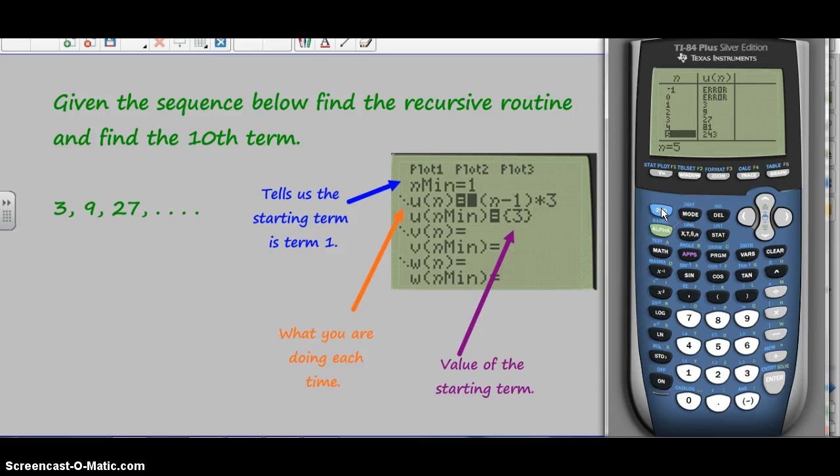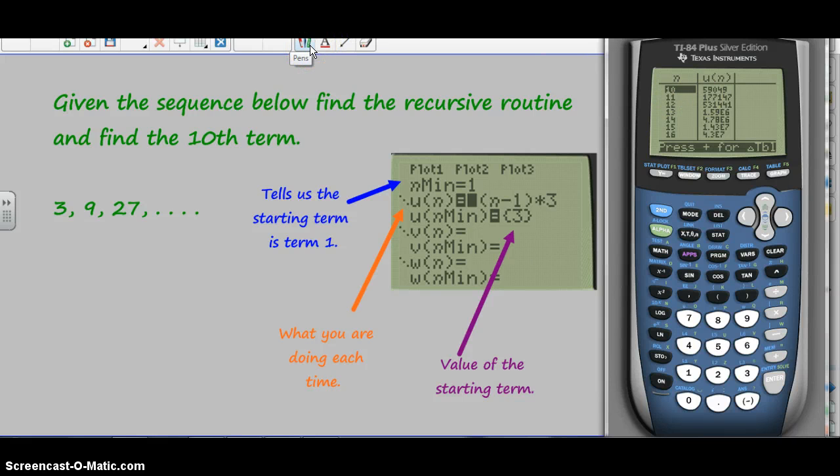However, if you have to jump to term 48, 60, 100, it takes a long time to do it that way. So an alternative would be to go second window, and we're going to make sure that we start our table at 10. Now if I hit second graph, you will see that my table is now starting at 10 and the answer to my question is 59,049.